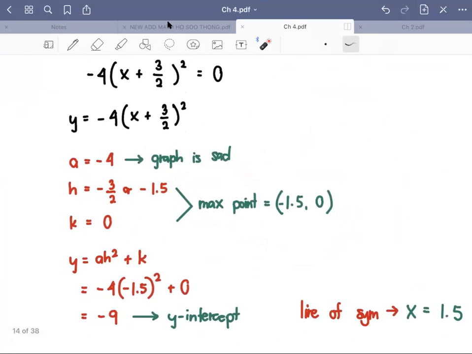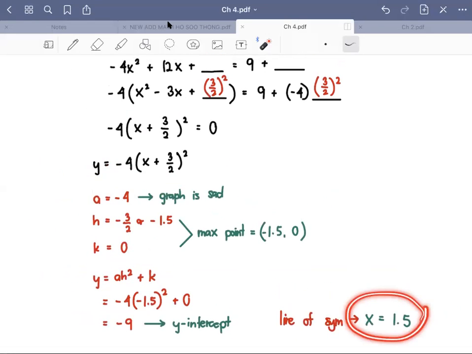And what do we need next? We need the y-intercept. To get the y-intercept, you can use the formula, or you can just set x to 0 here. It's just the same thing. You'll get the same answer. Doing so, you'll get negative 9 as your y-intercept. And then I want to know the line of symmetry. If the maximum point is at negative 1.5, that means my line of symmetry is also negative 1.5. So basically, we have all the things that we need to graph the equation, right?